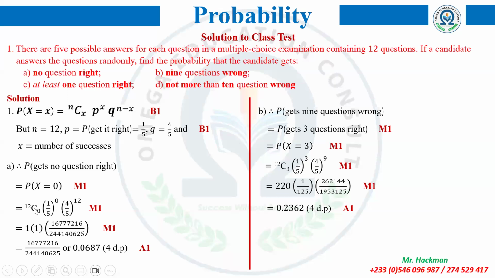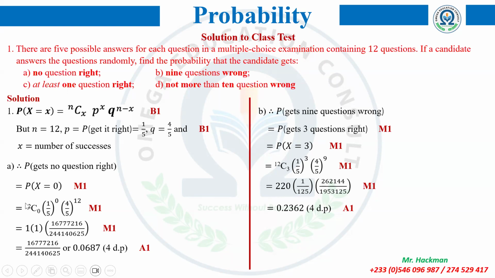That will give us 12 combination 0, times your p, 1 over 5, to the power 0, because it will be to the power X, and X is 0 here. Then 4 over 5, which is your q, to the power 12, because it will be n minus x. Remember, your n is 12, so 12 minus 0 will give you 12.